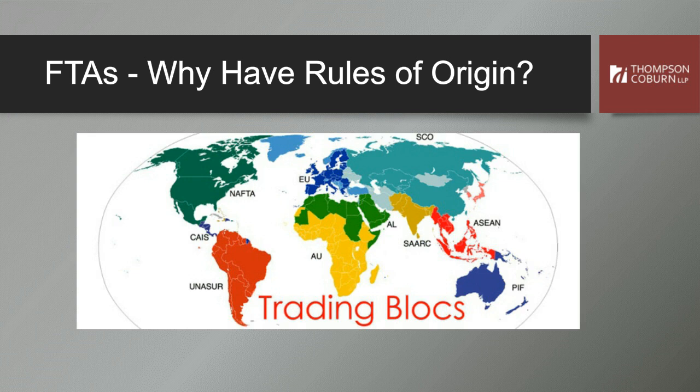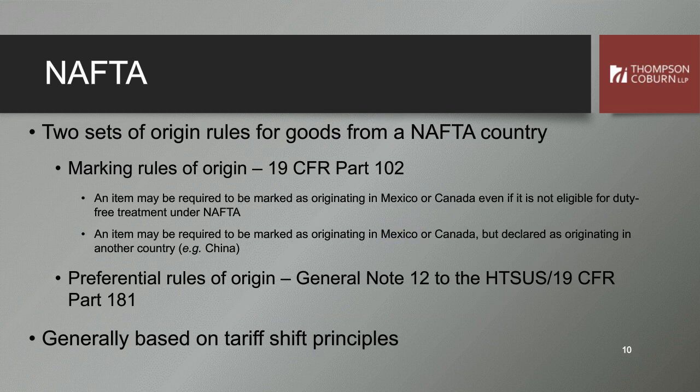Otherwise, it would just encourage circumvention. You would just ship goods from China or someplace else into Mexico, Canada, or the US, and then trade them between those countries on a duty-free basis. And that's not the intention of the free trade agreement. This free trade agreement is intended to benefit the parties to the agreement. So as soon as we enter into a free trade agreement, we have to deal with the concept of origin, and we have to understand what origin is, and one of the central elements of any free trade agreement is its rules of origin. So we'll look at the NAFTA, we'll also look at the USMCA in this presentation.